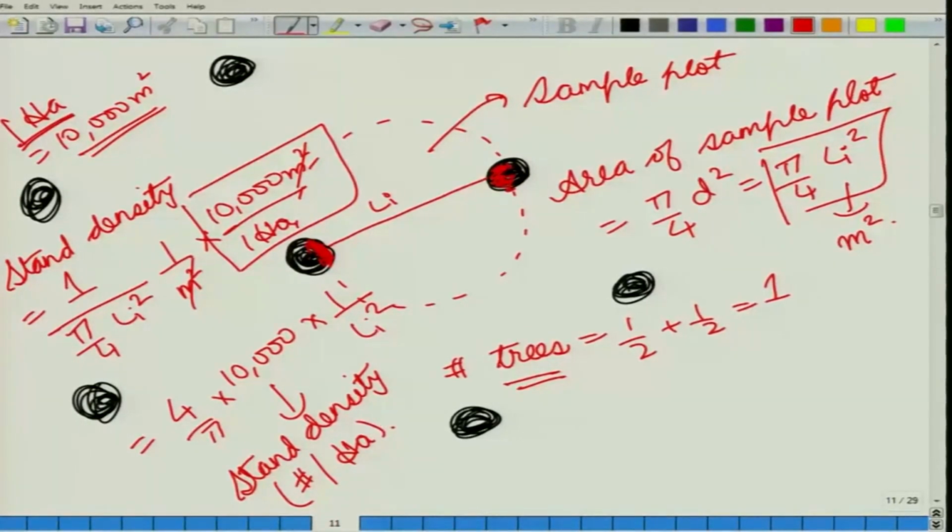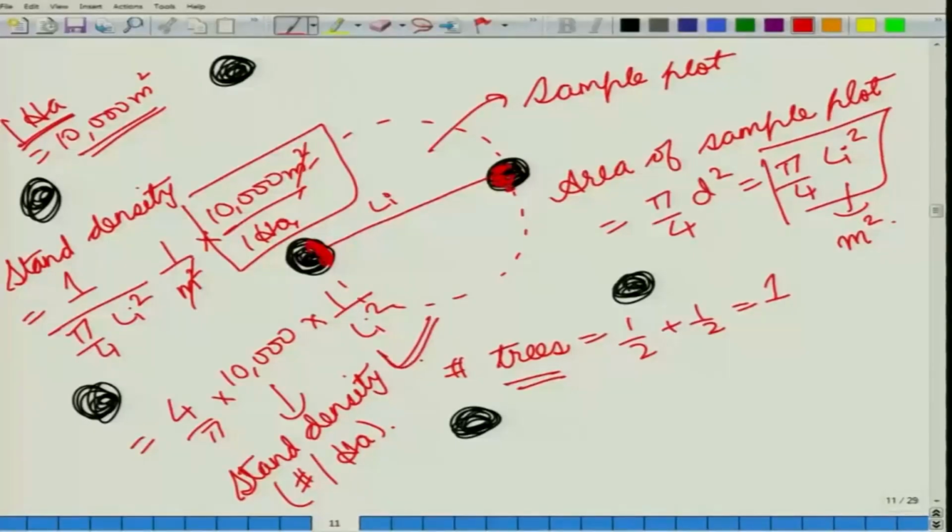In this way, if you go inside a forest and take a measurement of just 2 trees, I mean the distance between the nearest 2 trees, you have to make only one measurement, and just by using that one measurement you can calculate the stand density. We will look at this method in greater detail and some other problems in the next class.